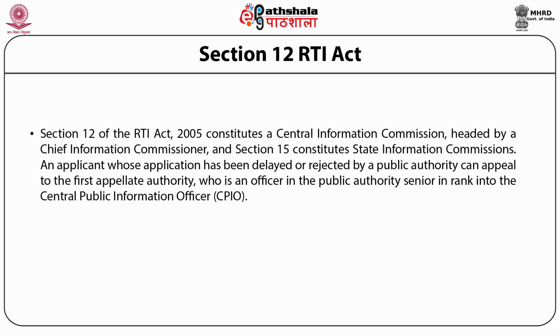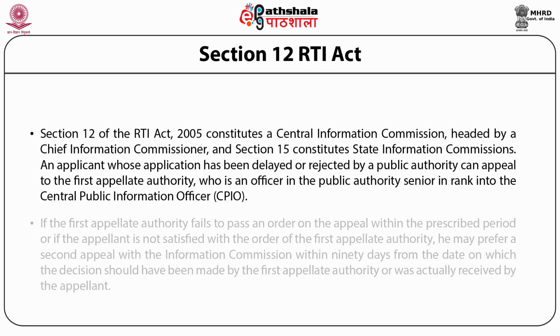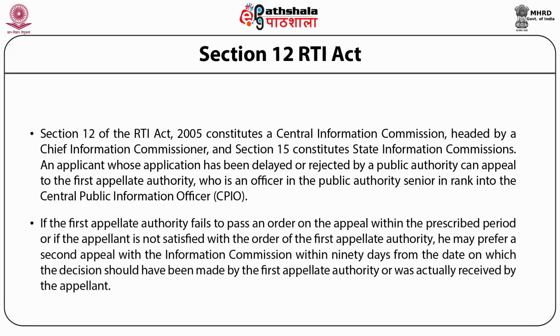Now, he rejects the request for information, right? So if the first appellate authority fails to pass an order on the appeal within the prescribed period also, or the appellant is not satisfied with the order of the first appellate authority rejecting the request, the applicant may prefer a second appeal. Now, where does the second appeal go? It goes to the Information Commission, right? And this appeal must be filed within 90 days from the date on which the decision should have been made by the first appellate authority or was actually received by the appellant, basically.